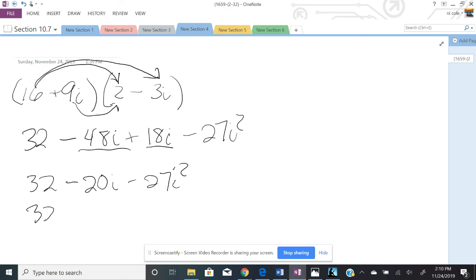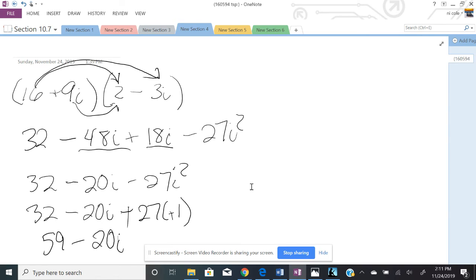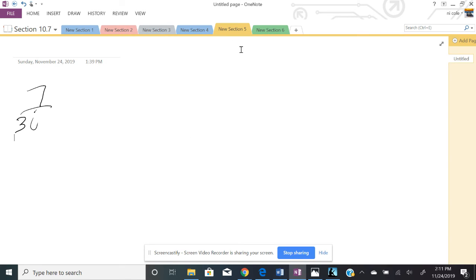So I'm going to have 32 minus 20i, minus 27 times -1, which becomes negative and negative makes positive. So now I have 32 plus 27, which would give me 59 minus 20i. So when you FOIL with i's, you should never have more than 2 terms, okay? Because once again, you have those i squareds.